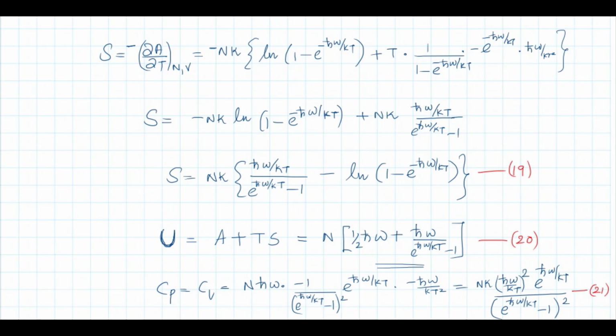Substitute, you will get N into half h cut omega plus h cut omega divided by e raised to h cut omega by kT minus 1. It is a simple addition. You will get directly this relation.